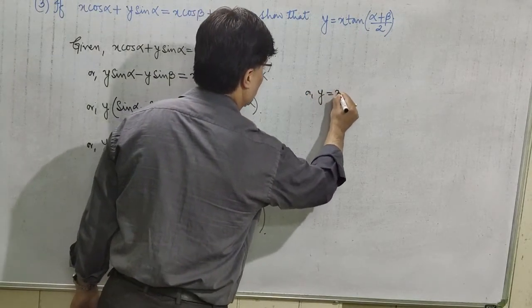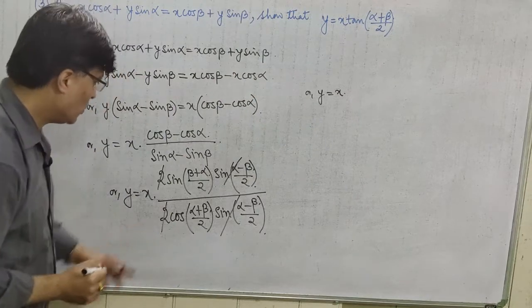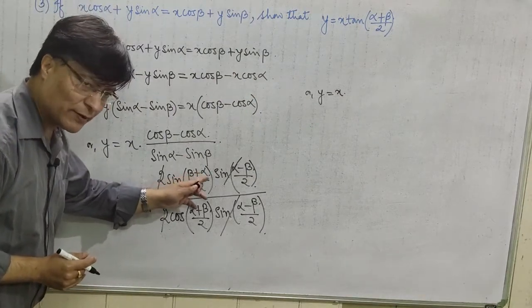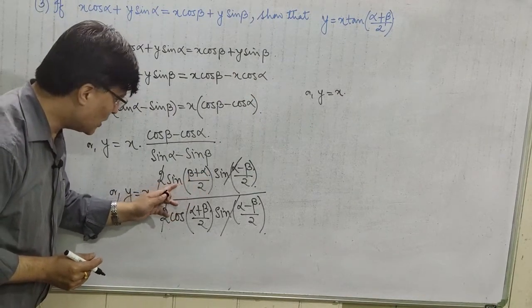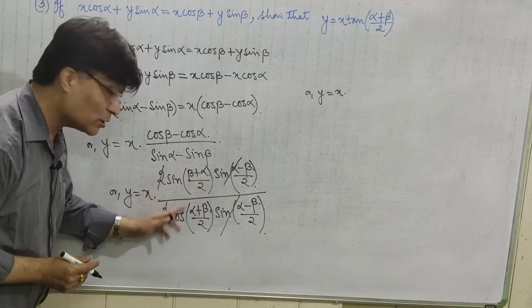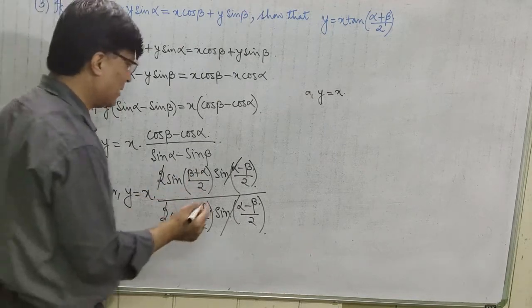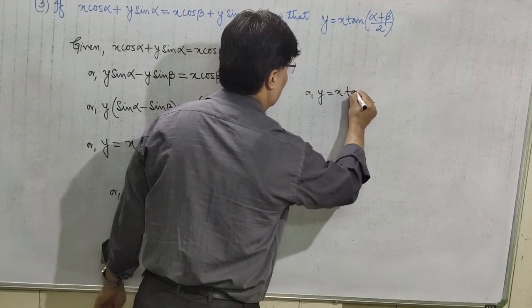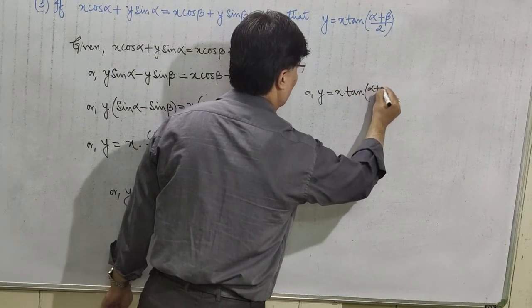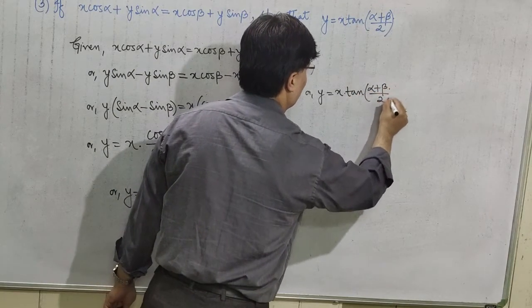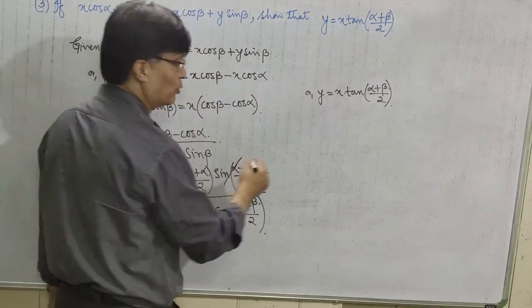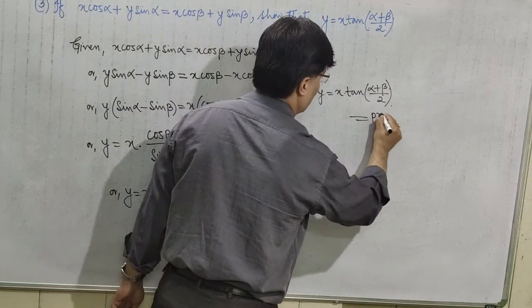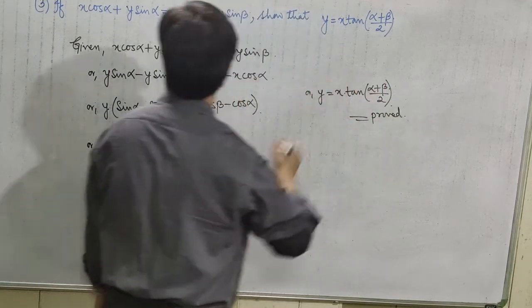Or y is equal to x into, what is this sin? That is beta plus alpha, means (alpha plus beta) by 2. What is sin of (alpha plus beta) by 2 divided by cos of (alpha plus beta) by 2? That is your tan (alpha plus beta) by 2. Here it is tan of (alpha plus beta) by 2. So it is proved.